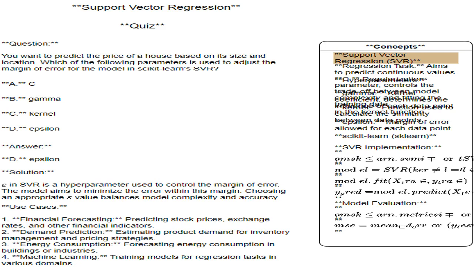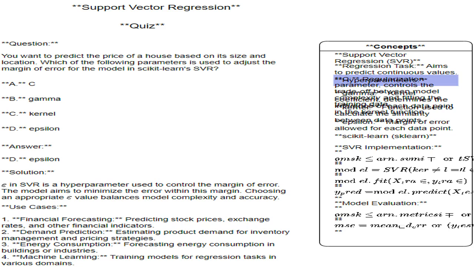Let's say we have the following data for house prices and their sizes in square feet. Size in square feet, price: 1,500, 250,000; 2,300, 300,000; 2,500, 350,000. We can use SVR to predict the price of a house with a size of 2,200 square feet. The model would find the best hyperplane, a line in this case, that minimizes the error within a margin specified by epsilon.